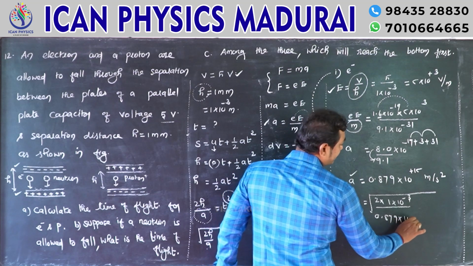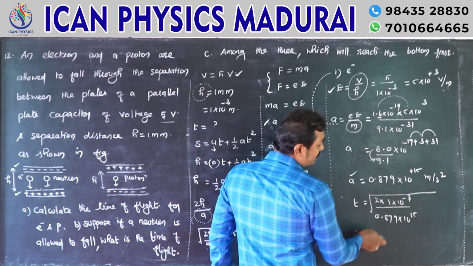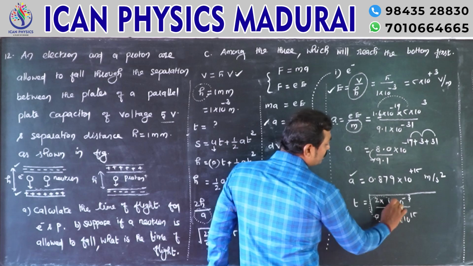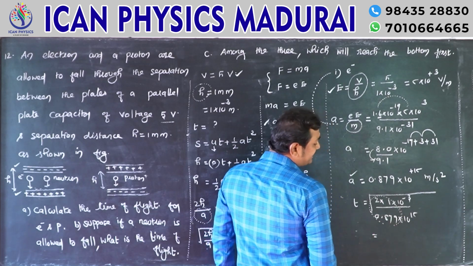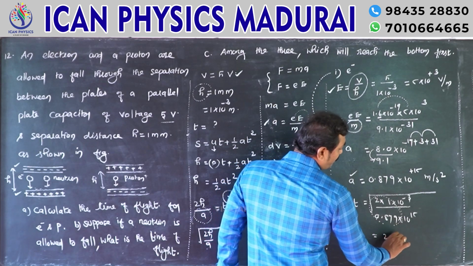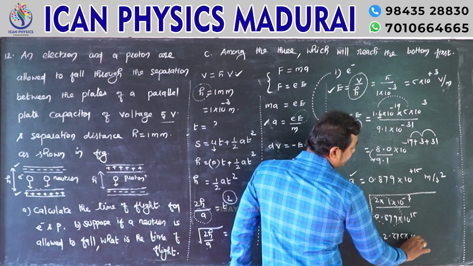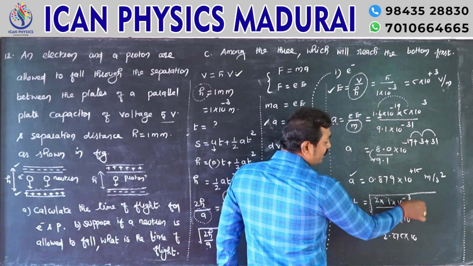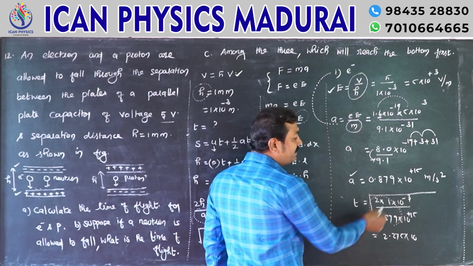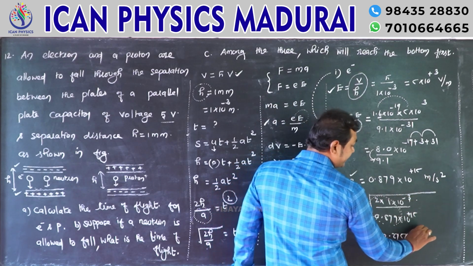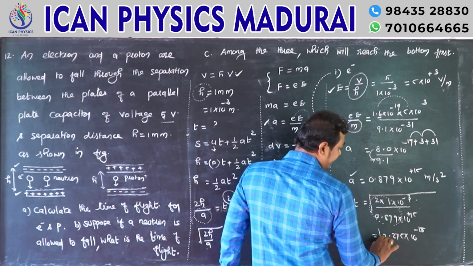0.879 into 10 to the power plus 15. So 1 into 2, 2. So 2 divided by 0.879 is 2.275 into 10 to the power. The plus 15 goes to the numerator as minus 15. Minus 15 minus 3, then it becomes minus 18.